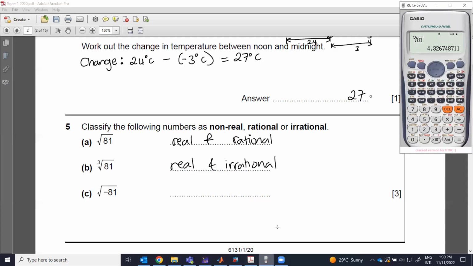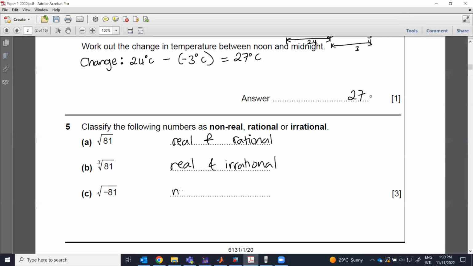Then this one here, the square root of -81. Look at that, it gives us a math error, so that tells us this is non-real. If it's non-real, you don't state whether it's rational or irrational, you just stop there.